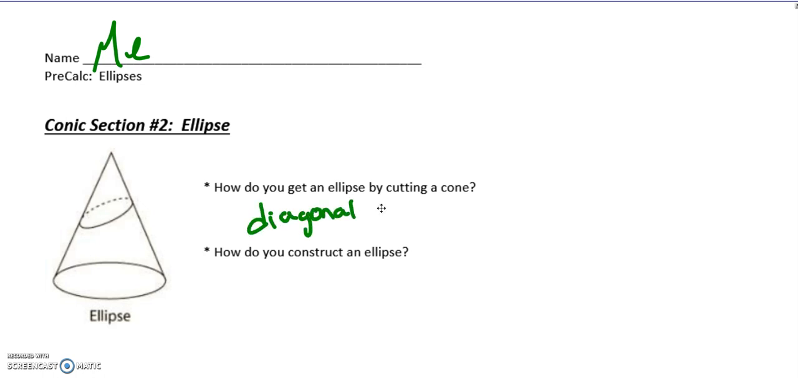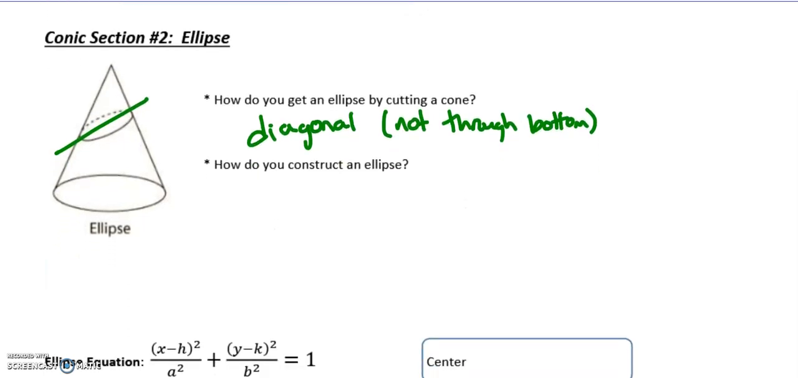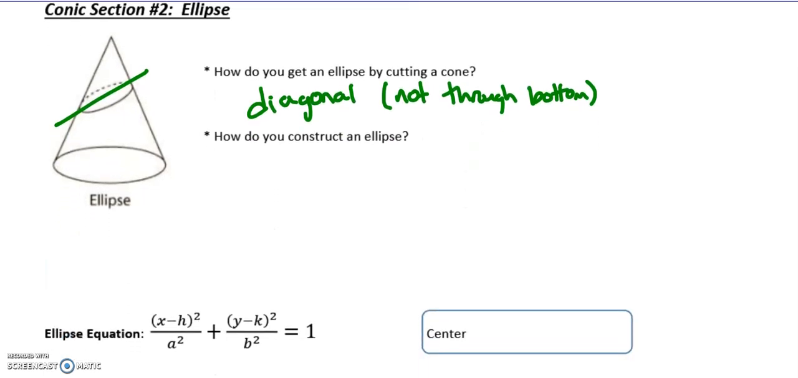And not only diagonal, but diagonal and not through the bottom. So we have to go diagonal through the side, kind of like that. And if you hold that shape up, once you cut it diagonally, you're going to see that that does form an ellipse.